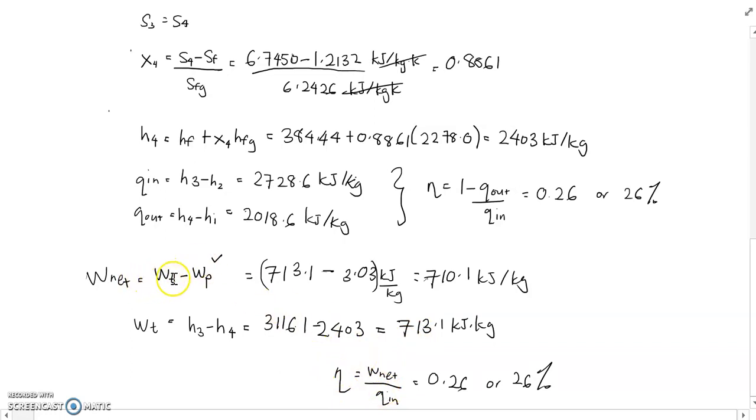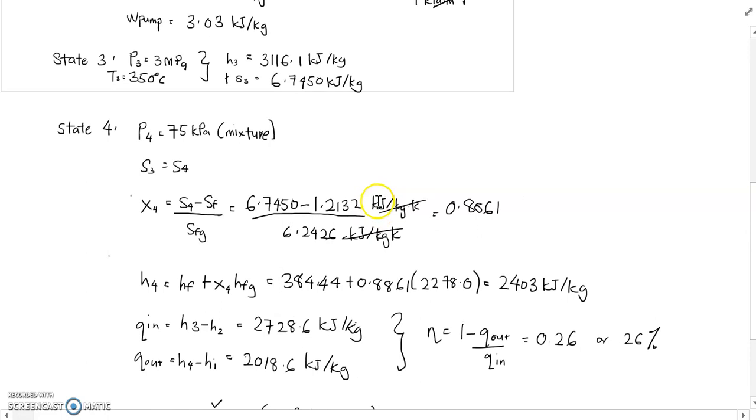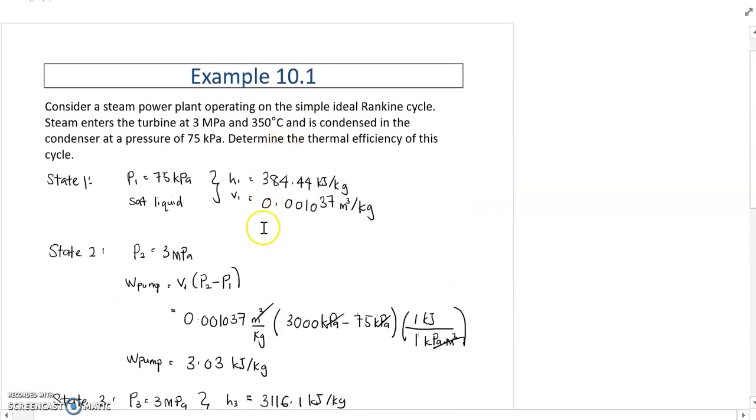For your W net, once you have the turbine work, you subtract your W pump. Your W pump is 3.03, here. So you will get your W net as 710.1 kilojoule per kg. Then divide by your Q in. With these two methods, you will get the same answer, 0.26 or 26% as your thermal efficiency. So that's all for this. I will continue with another example.